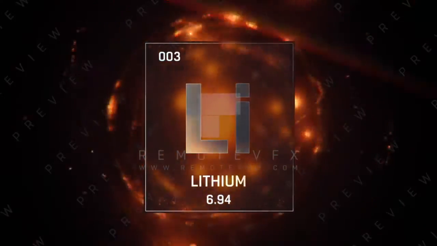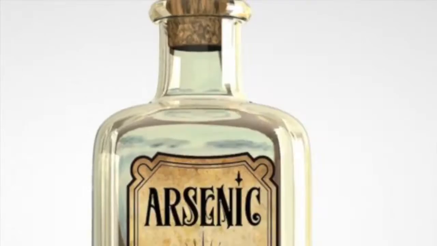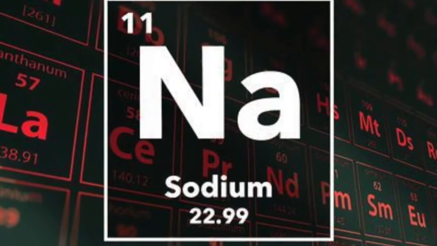Lithium metals batteries, power technology. This alkali metal's dangerous in large quantity. Copper turns green under oxidation. If you touch arsenic, you'll need a vacation. You'll be dead. Poisonous. Seriously, don't mess with arsenic. That stuff's the worst. Sodium, that's table salt.